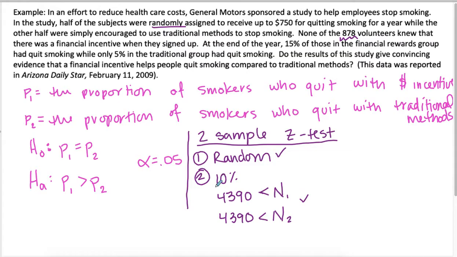This will be met. Again, we're checking independence. One person smoking shouldn't be influencing the next one in a random assignment there. Okay, large counts here.